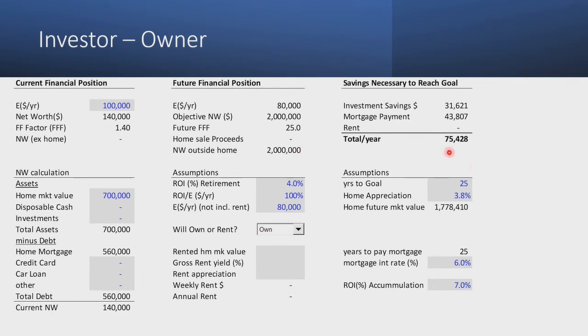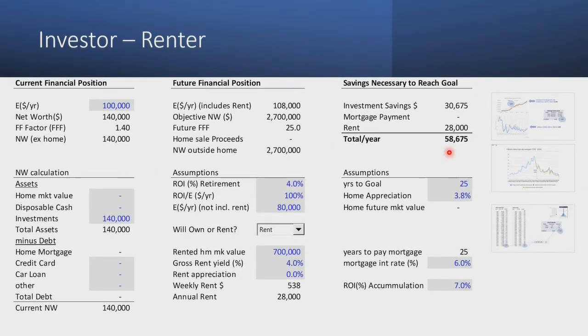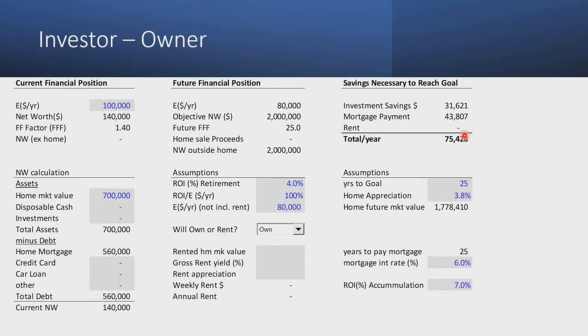If you compare this person with the previous one, the investor renter, that person needed to save roughly $60,000, and this one $75,000. So why the difference? The difference is here. This person will have a $700,000 home that will appreciate during 25 years at this 3.8% appreciation per year, which will give a future value of the house of almost 1.8 million in real terms.